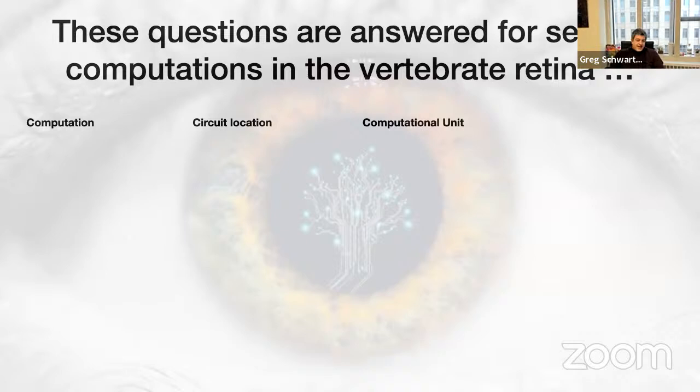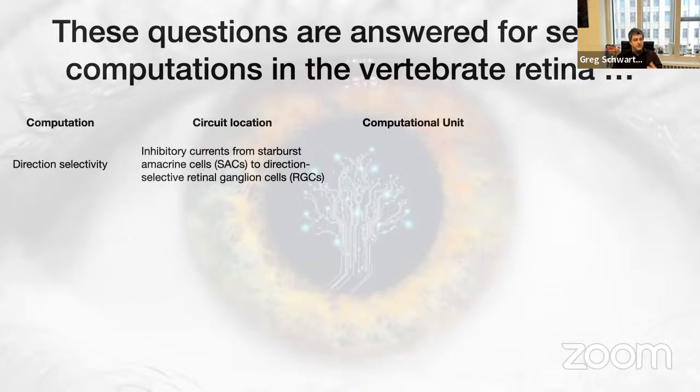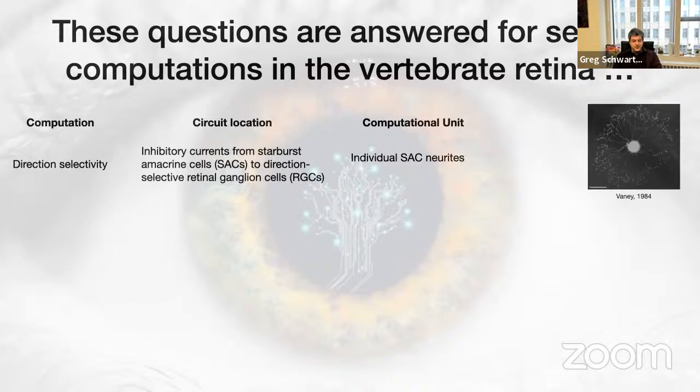The vertebrate retina has been a fantastic model system for this. This is preaching to the choir for those of you who are retinal neuroscientists. You know that it's such an exciting system because we can answer these questions in great detail in this circuit. So a few examples are, of course, well-known direction selectivity, one of the best understood circuits in systems neuroscience. The circuit location at which that happens is inhibitory currents from starburst amacrine cells to the DSGCs. And the computational unit is not the starburst amacrine cell, it is the neurites of it, because different neurites on different sides of the starburst amacrine cell compute different directions.